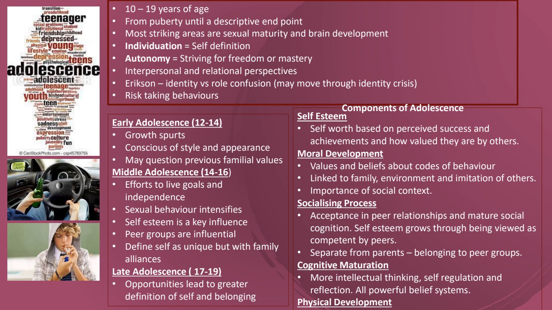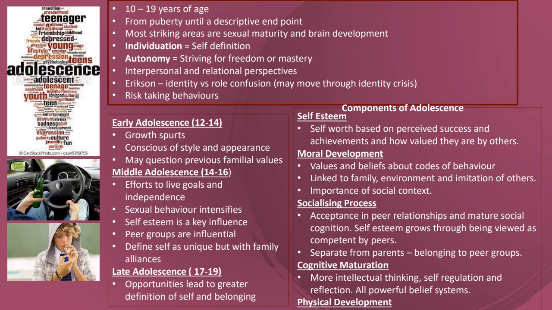So the next stage of our lifespan that we look at, that is also very significant, is adolescence, which we really take to be from 10 years of age to about 19 years of age. And the most striking areas of adolescence are obviously sexual maturity that happens and brain development. It's about where children or young adults start to become individuals and can start to have self-concept, self-worth, self-esteem. They're starting to set themselves up as individuals. They're able to define themselves. Again, becoming independent, striving for freedom or autonomy, very much impacted on interpersonal and relationship issues.